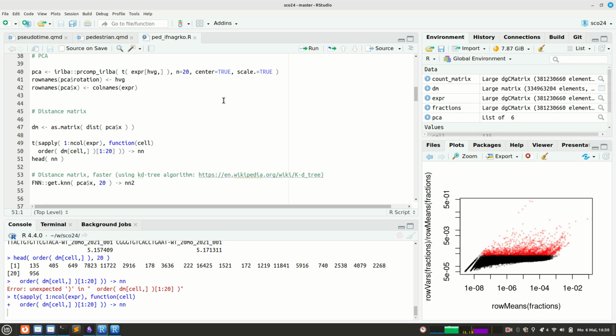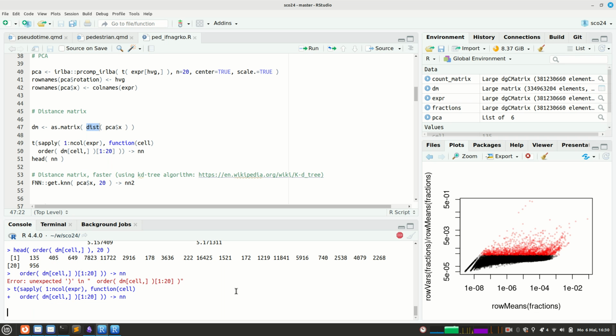If I now do this, it again takes a while. And takes another while, and then I get my nearest neighbor information as a matrix with 20 columns and 10,000 something rows. Each row is a cell, and the columns are the cell's 20 nearest neighbors. Yeah. What metric are we using? The metric we've used here when we did the distance, that was the Euclidean distance on the PCA space.